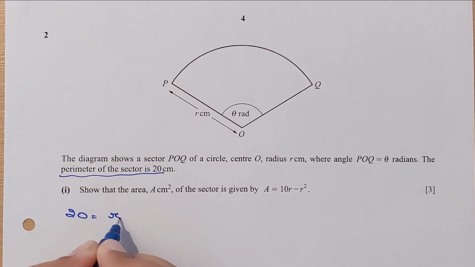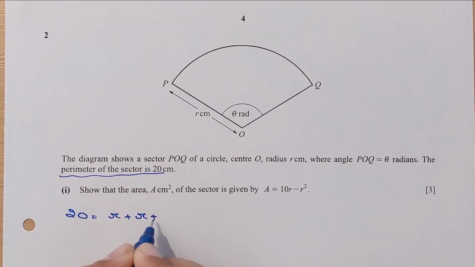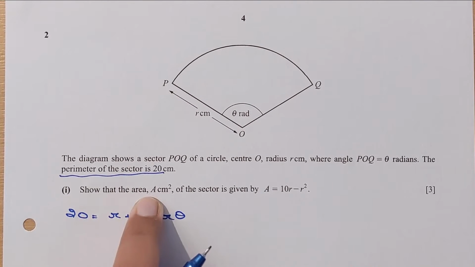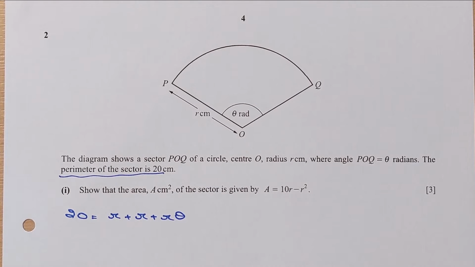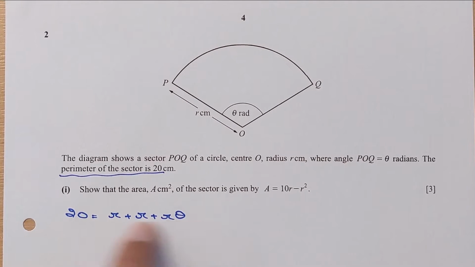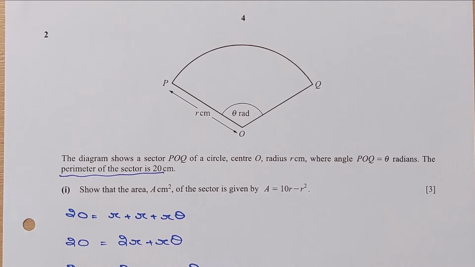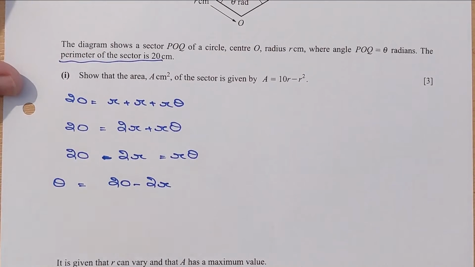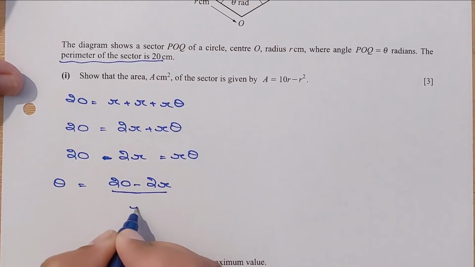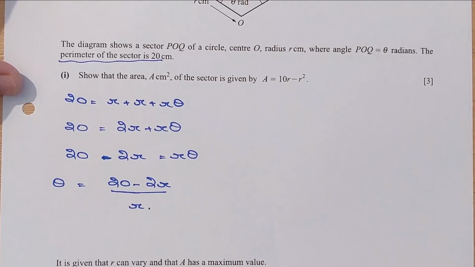So OP is the radius, that is r, OQ is the radius, that is r, and PQ is the arc length, that is radius times theta. Now part 1: show that the area in centimeters squared of a sector is given by a function of r, so here we have to solve for theta, right? So 20 equals 2r plus r theta, 20 minus 2r equals r theta, and theta equals 20 minus 2r, dividing by r. This is the value for theta, right?